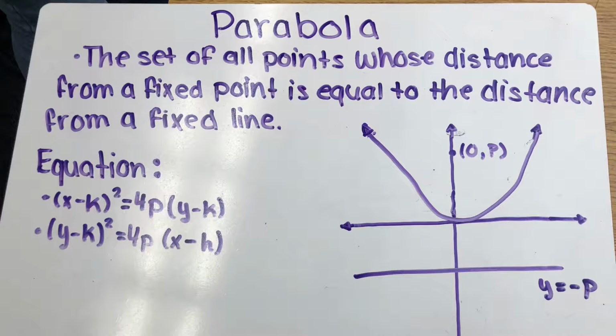One of the three types of conics is the parabola, the set of the points whose distance from a fixed point is equal to the distance from a fixed line. As you can see below, there are the equations, and you can see how the graph fits.